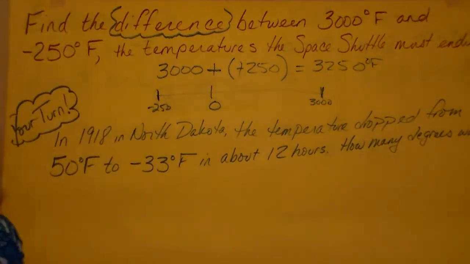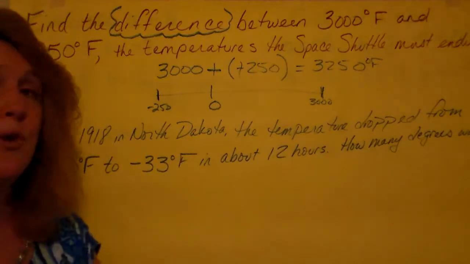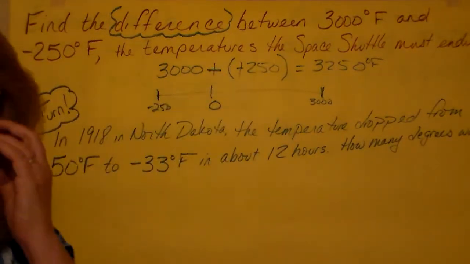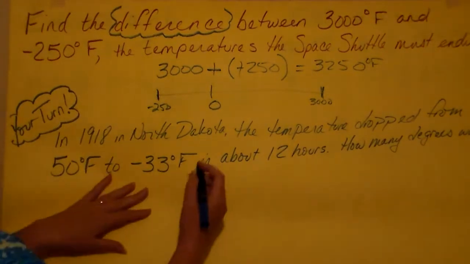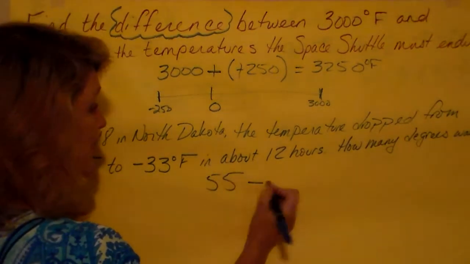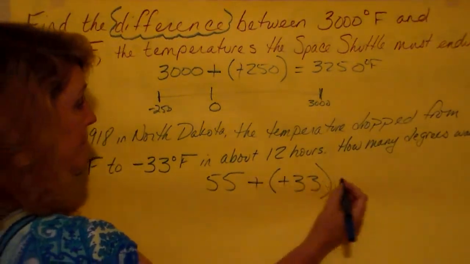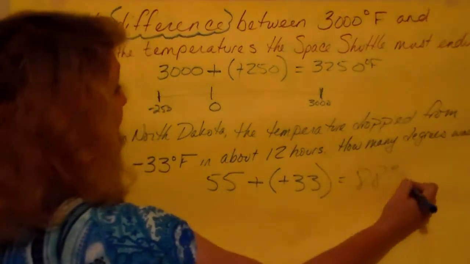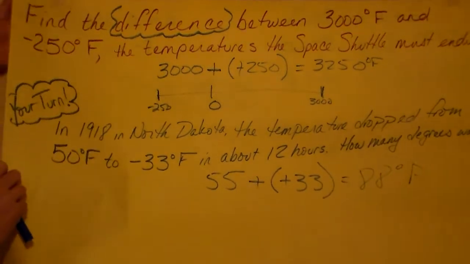In 1918 in North Dakota, the temperature dropped from 50 degrees Fahrenheit to negative 33 degrees Fahrenheit in about 12 hours. How many degrees of a drop was it? So push pause. You don't have to write it down, but you do have to work it out. Write an equation. It should happen a lot like this. And then come back when you're done. Okay, so again, I'm going to find the difference from 55 to negative 33. Dink, dink. That's an 88 degree difference in one day. That's huge.